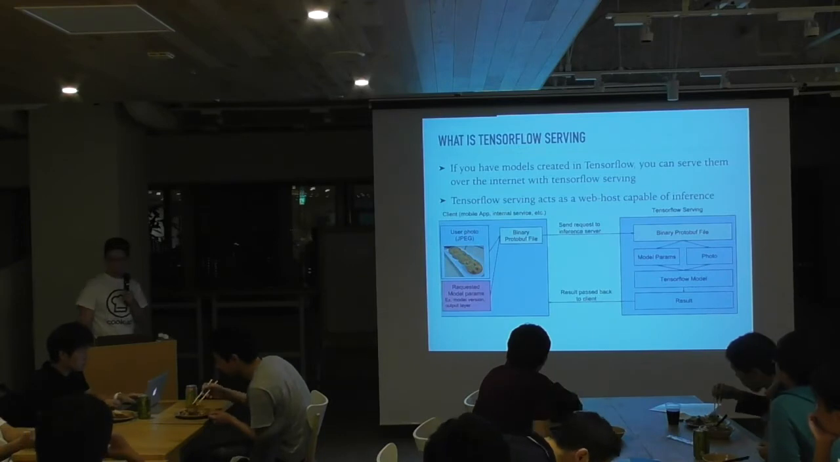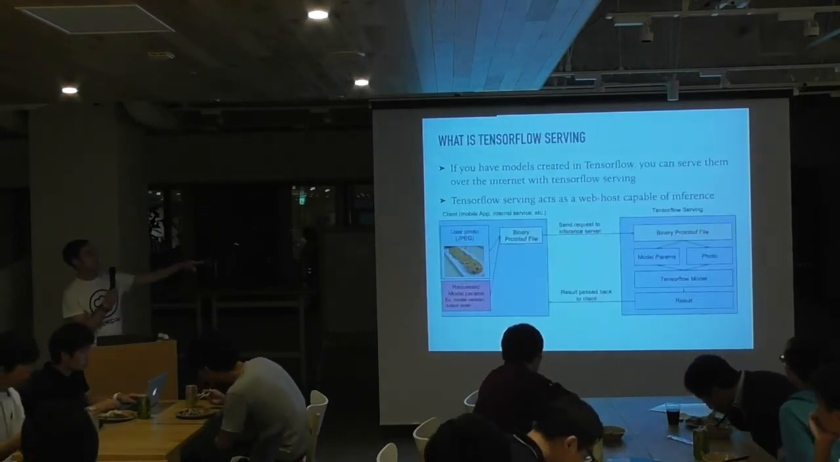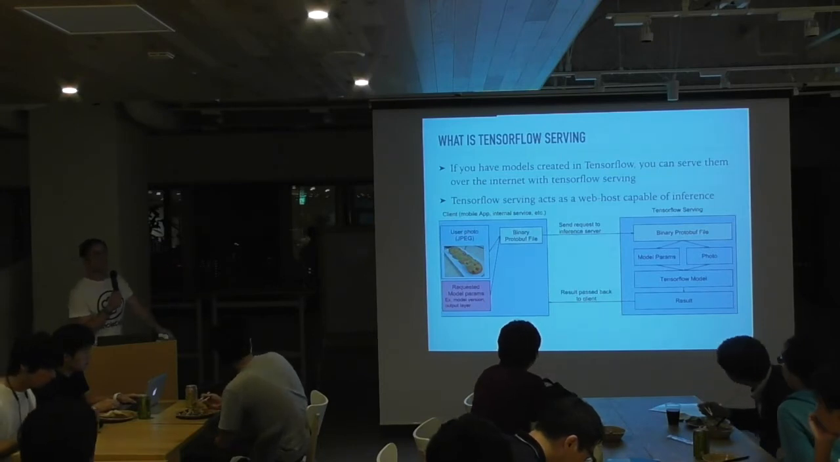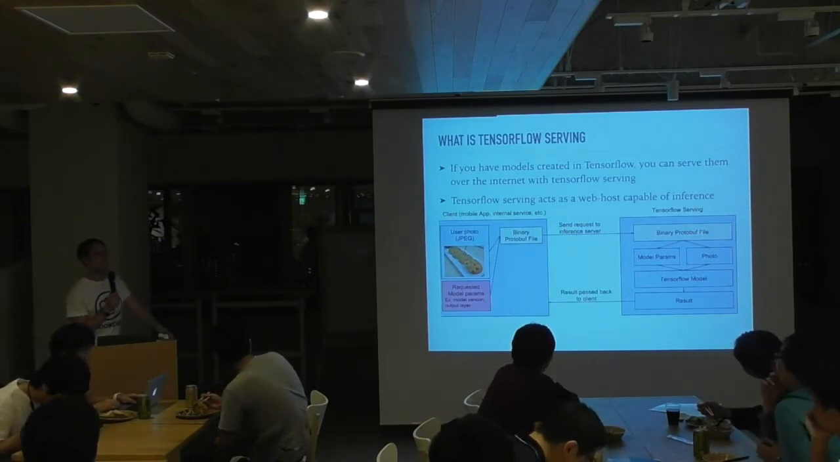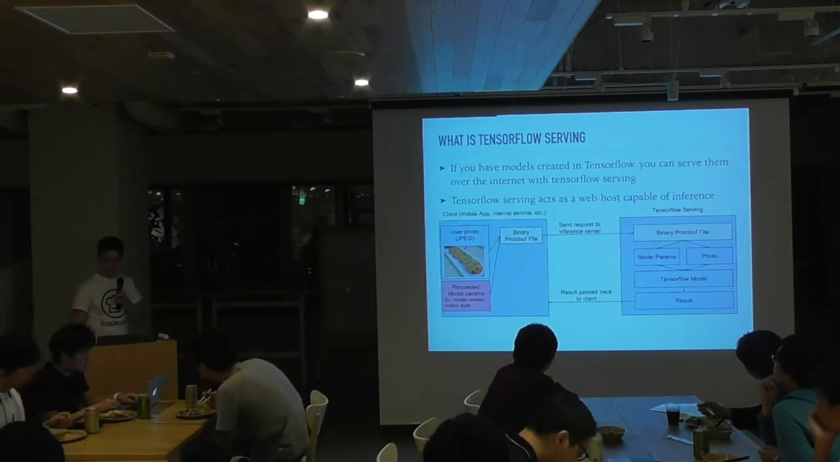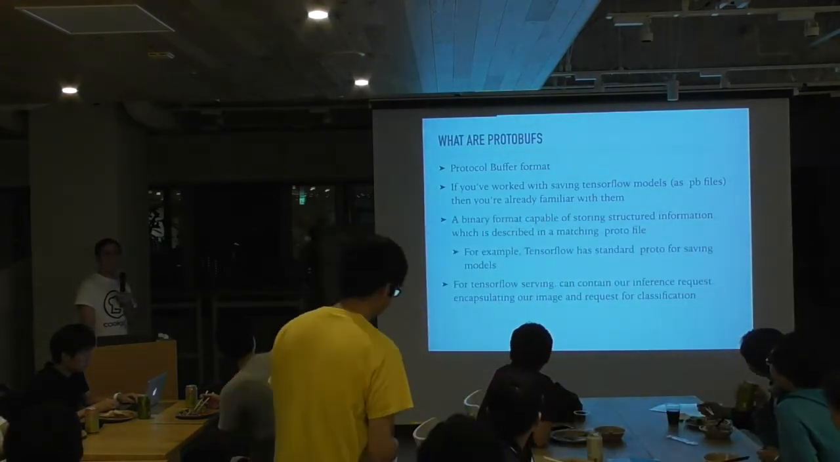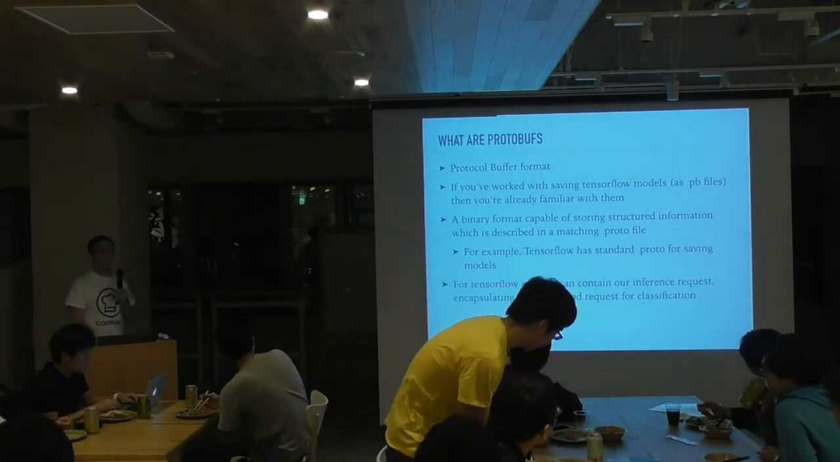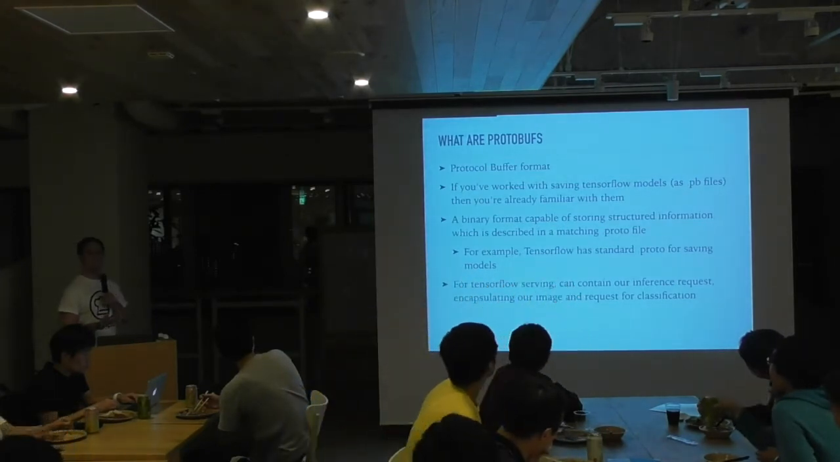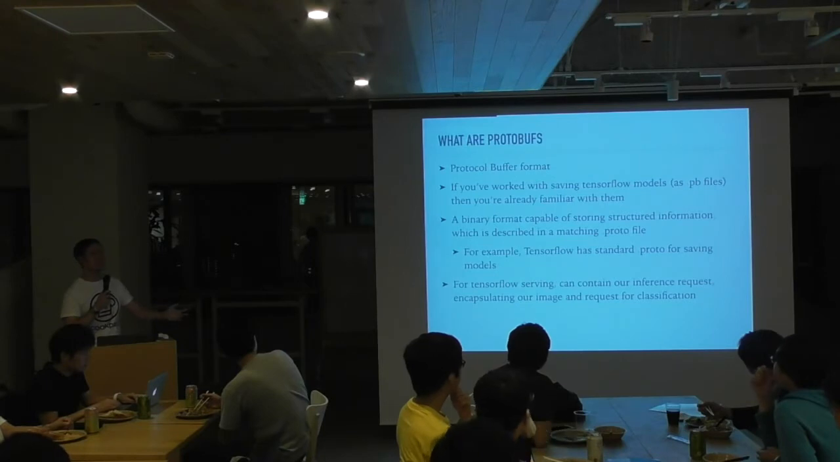And so what TensorFlow serving does is it sort of automates a lot of the backend stuff required. So in here, you'll see in both sides, there's this protobuf file. This is something that Google uses internally a lot, and they've open sourced. And that's a big part of how TensorFlow serving works. So if you've saved models in TensorFlow, you'll notice they get saved with a .pb file. So that's a protobuf file already. And it isn't just there to hold your models. You can also use it for packaging information, such as your request to infer about an image.